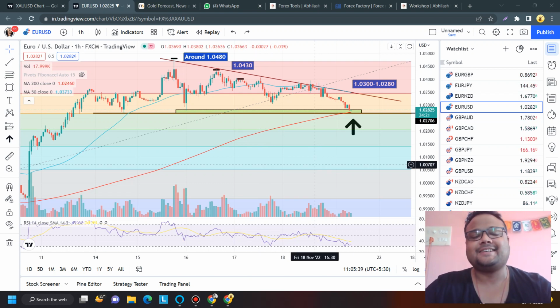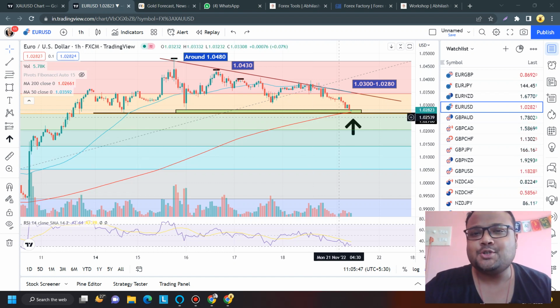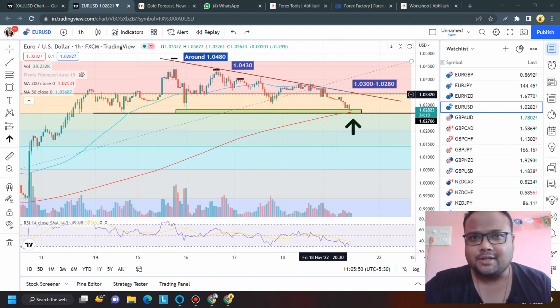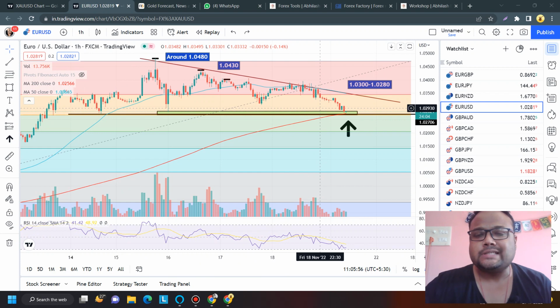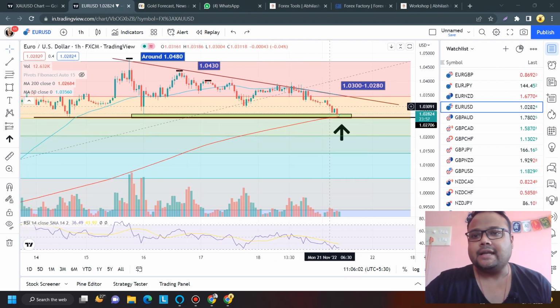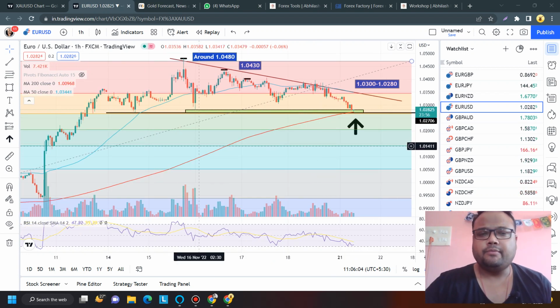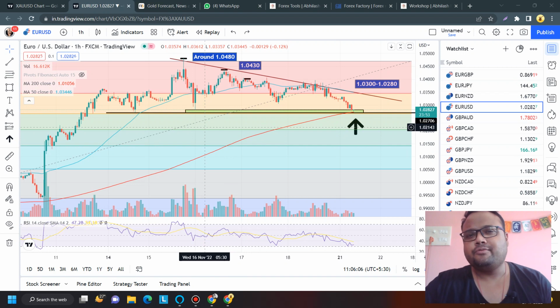So let's get started. The market has opened and we can see the DXY is showing a few green candles and Euro USD is showing a few red candles on the chart. Previously the market was here, and after the market opening we saw that Euro USD has come down to the critical support zone that we have been discussing, and right now Euro USD is standing at the support.